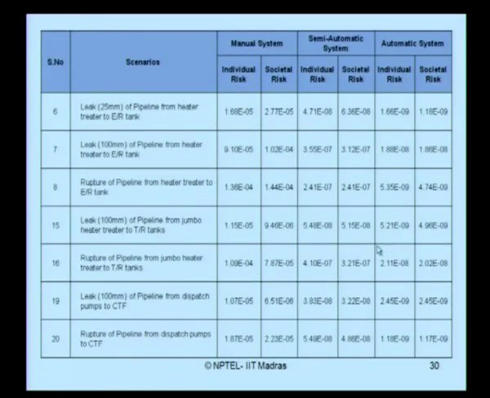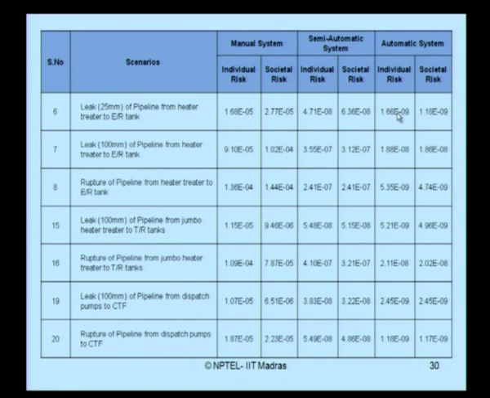Once I do that, then I get for different systems, the manual system has a risk level for individual and societal as this. If I implement semi automatic, I get individual and societal risk as this. If I implement a completely automatic system, I get individual and societal risk as this. You can very easily see for all those identified scenarios, by implementing semi automatic or automatic from the manual system, the risk level for individual as well as societal is greatly reduced. From 10 power minus 5, it has gone to 10 power minus 9.